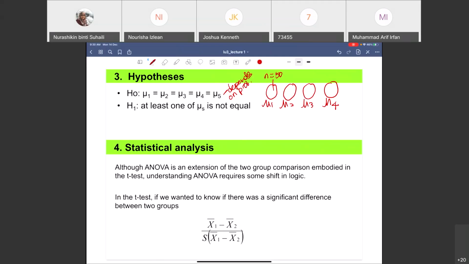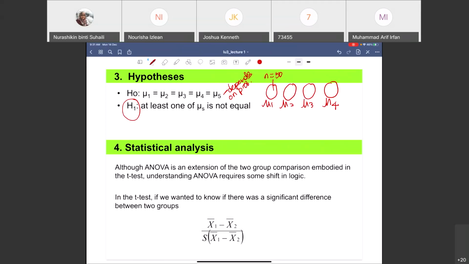Okay. So the null hypothesis always says that there is no difference, nothing happened. Nothing happened means that mu1 is equal to mu2 equal to mu3 and so on. That is always the null hypothesis in any test, not just for ANOVA. The alternative hypothesis is always the opposite. Meaning if the null hypothesis says that there is no difference, the alternative must say that there is a difference. But how are you going to say the difference?